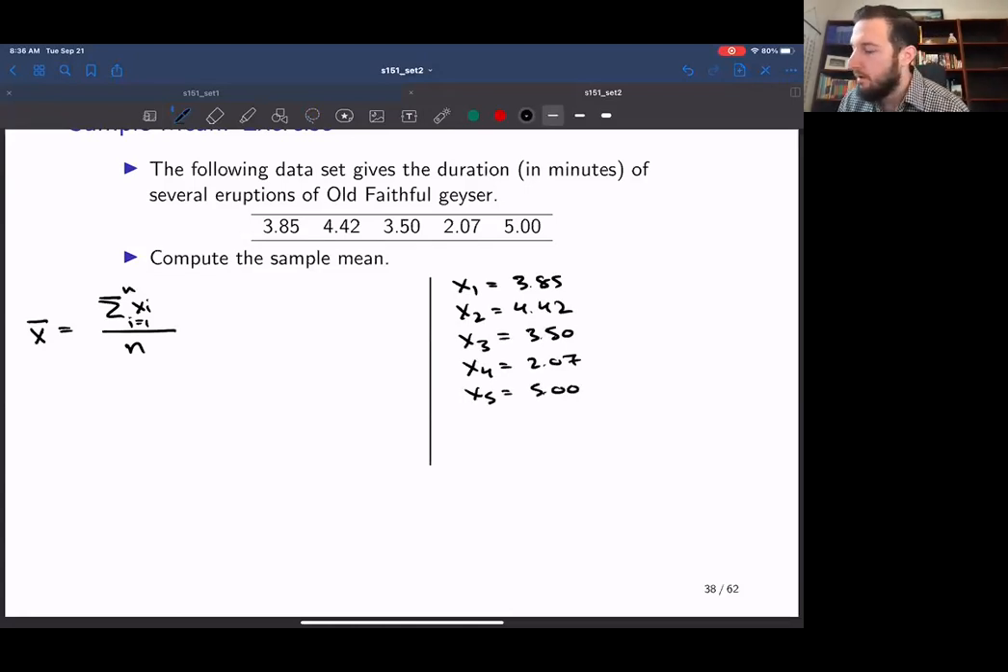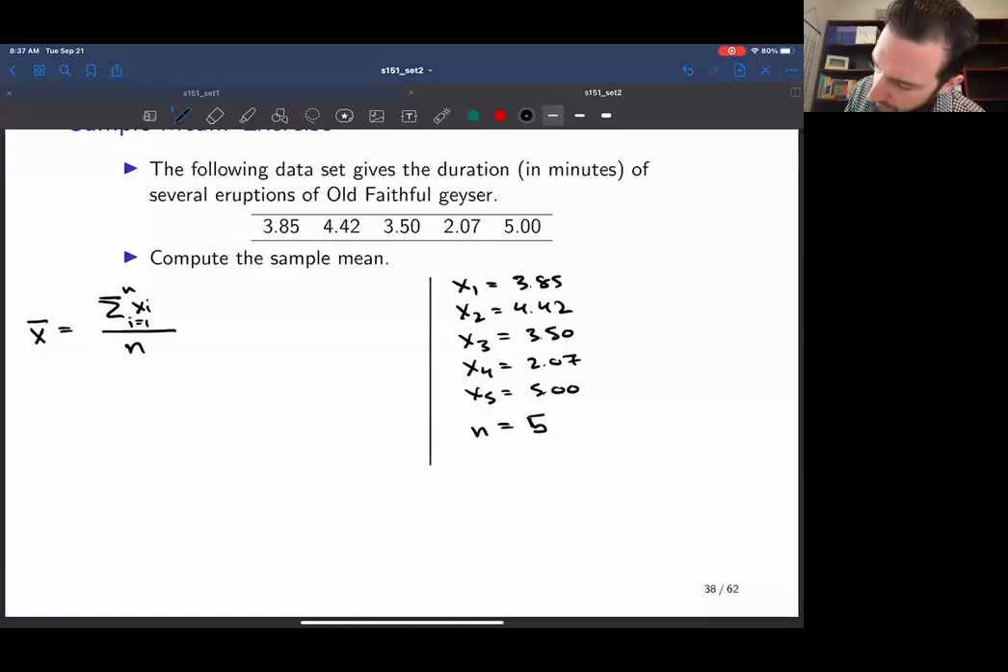Okay. So we're just letting each observation be called x subscript some number. So we have 5 observations in the data set. So x1 is the first number, x2 is the second number, x3 is the third number, etc. Right? Now, this also means that little n is going to be 5. So little n is the number of observations in the data set. So we have 5 values, so little n is 5.